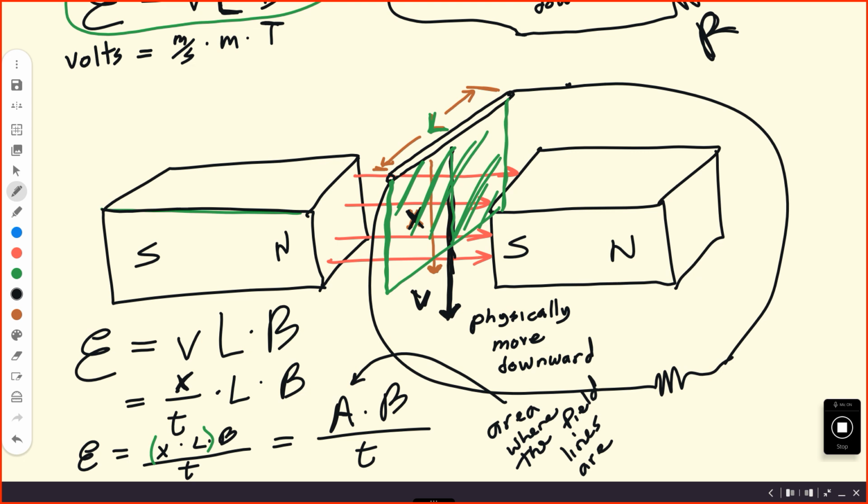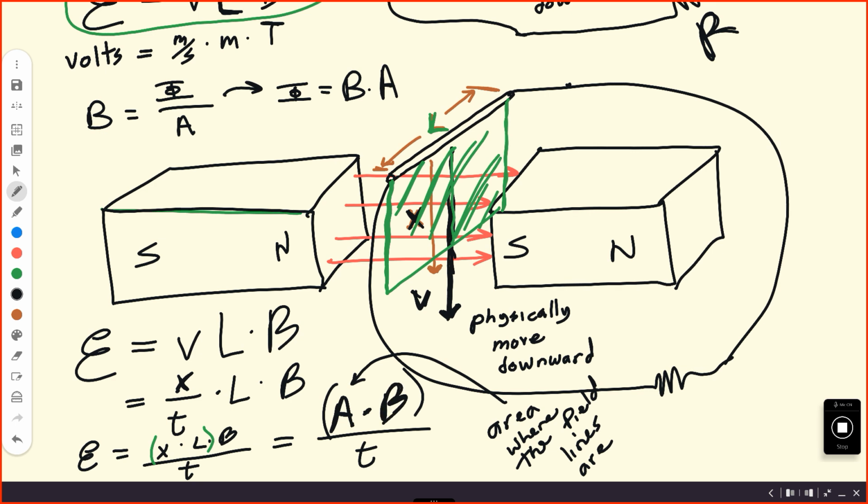But recall, magnetic field strength is also called the flux density. And another way of describing the flux density is you could take the number of flux lines and divide it by the area. So if you rearrange this, the number of flux lines, in Webers, is equal to B times A. So B times A, that's exactly what we have right here. This area times the strength of the magnetic field is actually the number of these red flux lines right here.